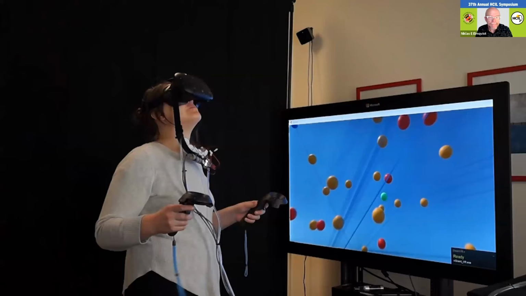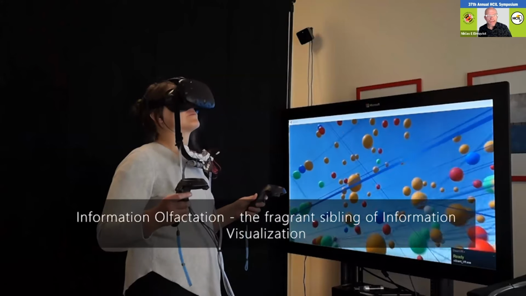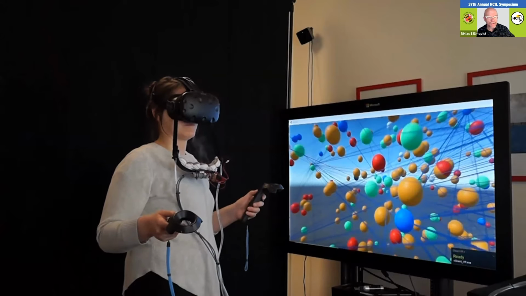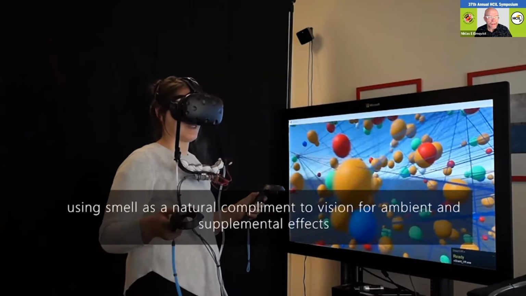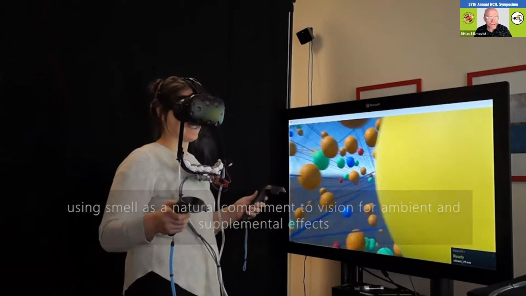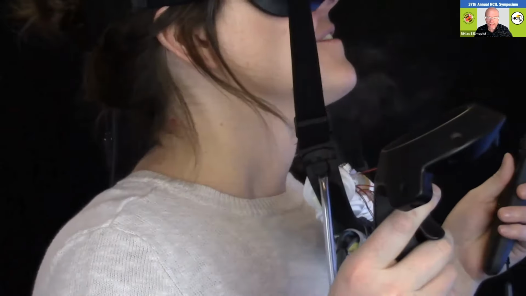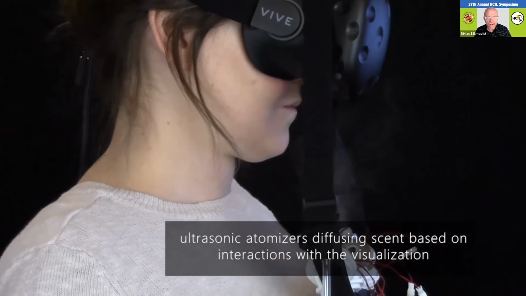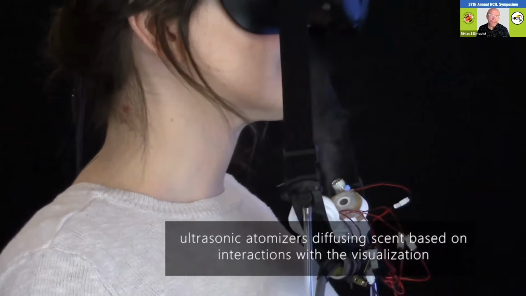This video here shows another one of my collaborators, Andrea Bach, who's using a mobile version of this olfactory display. It's hanging around her head-mounted display, and as you can see, it's emanating these essential oils when the diffusers are turned on. And then she was exploring a 3D visualization.